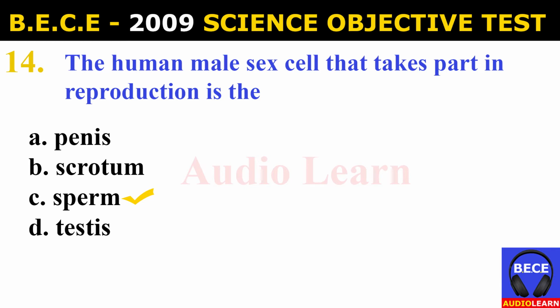Number 14. The human male cell that takes part in reproduction is the A, penis. B, scrotum. C, sperm. D, testes. And the answer is C, sperm. The human male sex cell that takes part in reproduction is the sperm. Number 15.